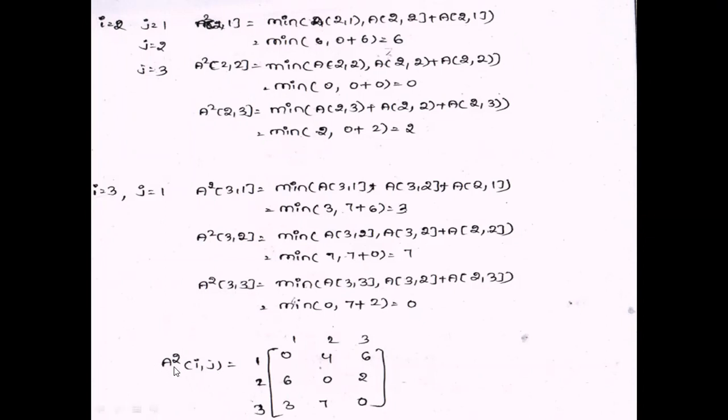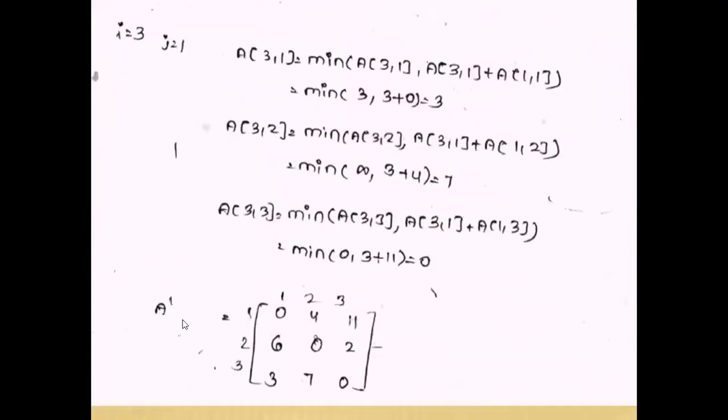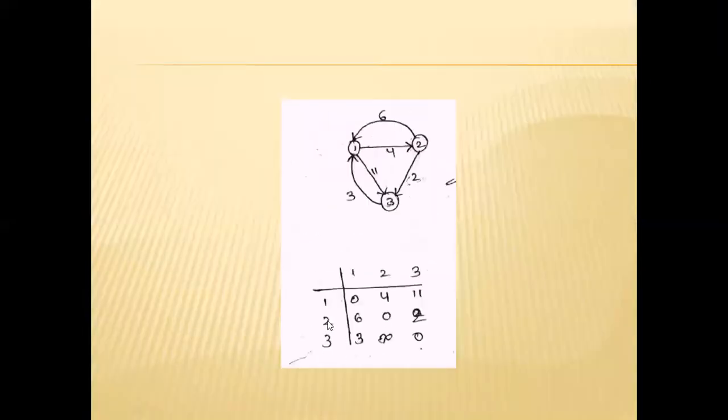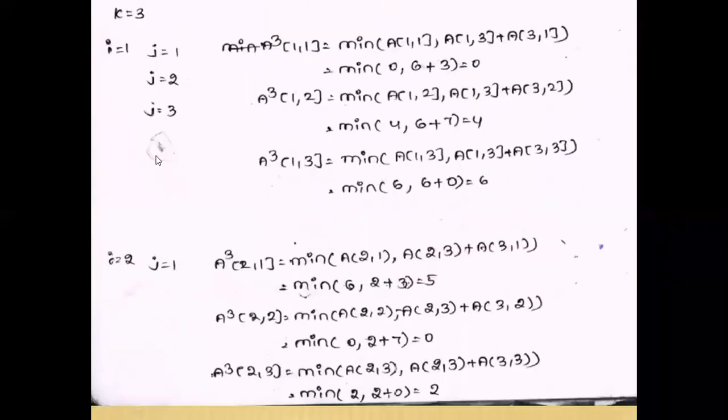For calculation of A square, we use the values of A power 1. For calculation of A power 1, we use the values of A power 0. Next, for calculation of A cube, that is k equal to 3, we use the values of A square. So recursively we are finding the shortest paths, and recursively we find them for k equal to 3.